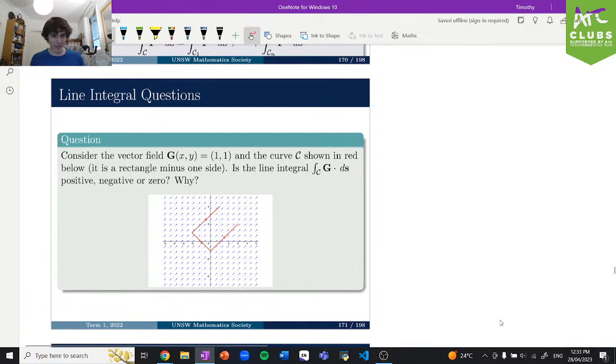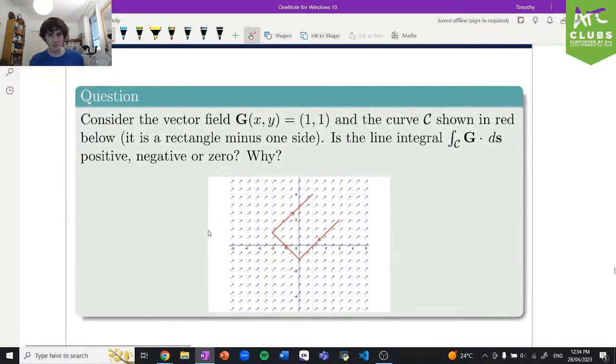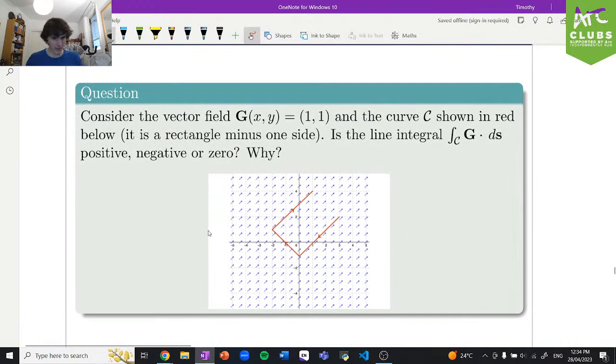Okay, quick thinking question. Consider the vector field g of (x, y) equals (1, 1), and the curve C shown in red below. It's a rectangle without one side. Is the line integral over this particular curve positive, negative, or 0, and why? If you're watching this in the future, I want you to pause and have a think about this one, because I think it will reveal whether you actually understand what these line integrals really represent.